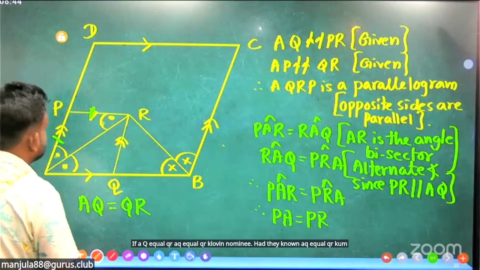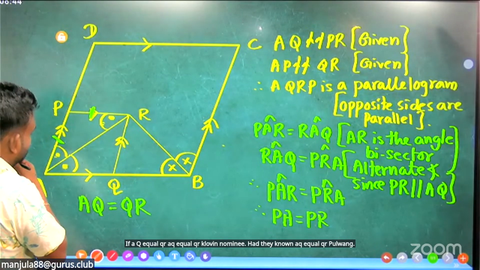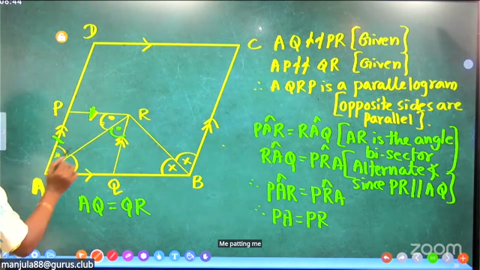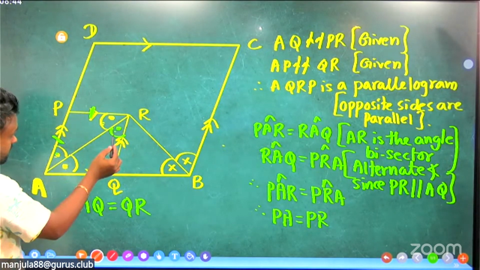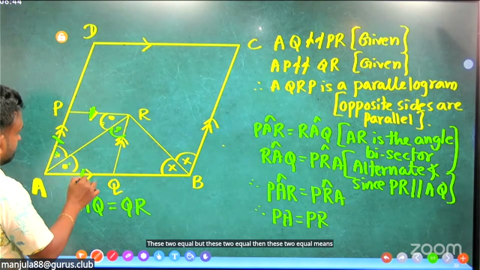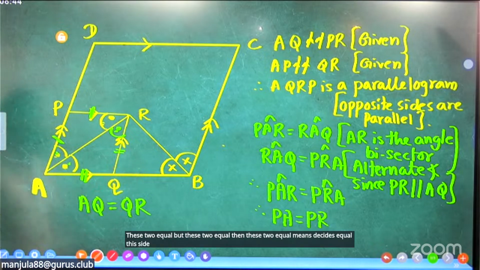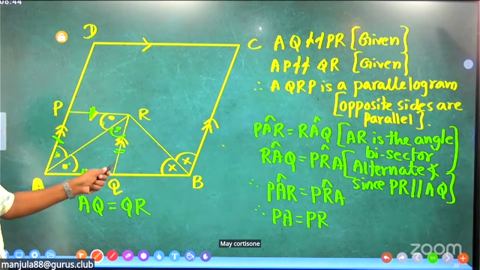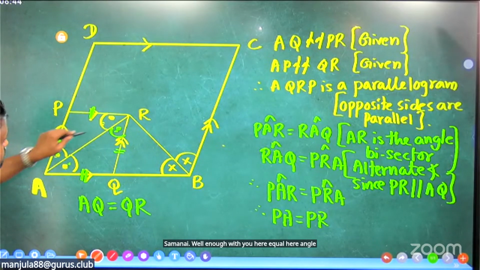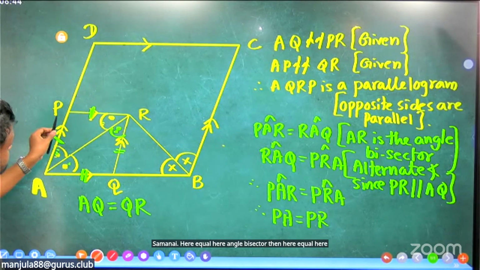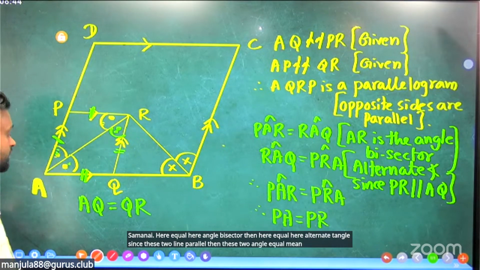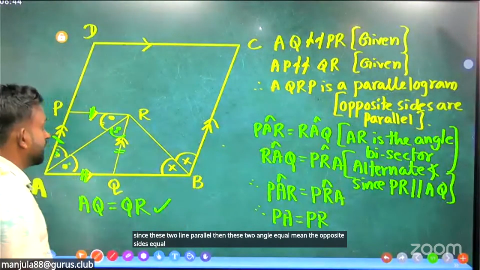Here, because of the alternate angles, these two are equal. These two are equal, and these two are equal, then these two equal means this side equals this side. It is the same method. Here equal to here by the angle bisector, then here equal to here as alternate angles since these two lines are parallel, then these two angles are equal, meaning the opposite sides are equal. So correct this: AQ equals QR.